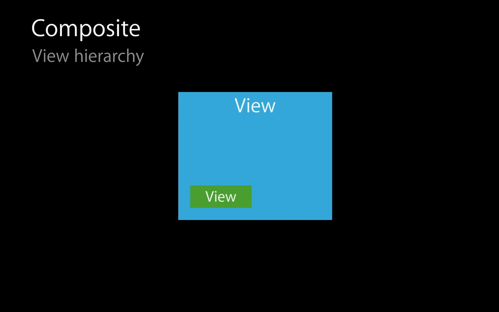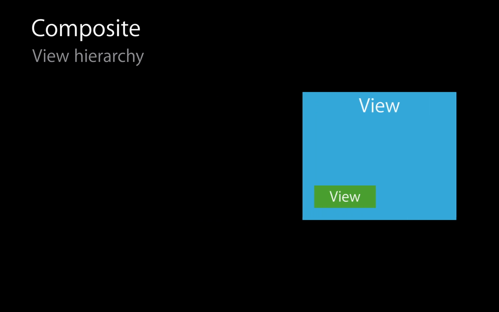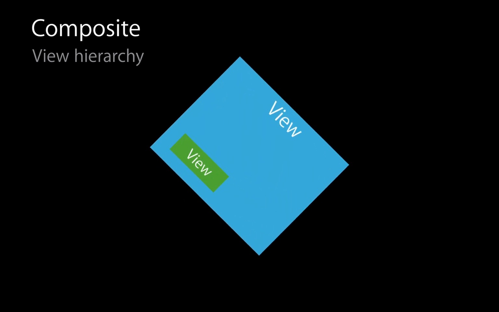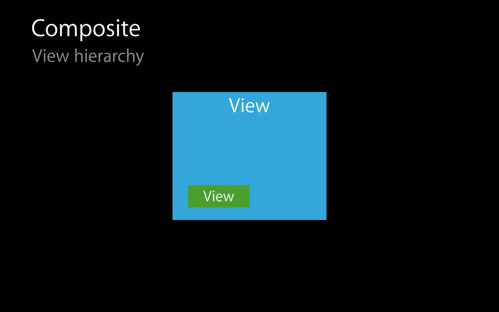So I can do things like move that parent view, and when I do, all of its subviews move along with it. Same thing with other actions that I tell that view to do. Move it back, and then I rotate it. All of the subviews in that composite are treated together as one object.